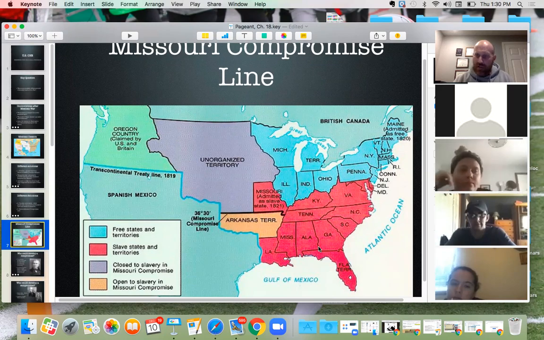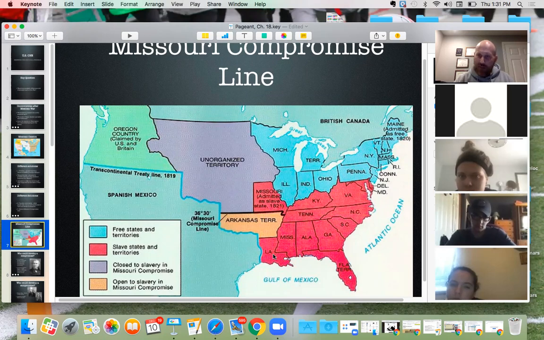So when Missouri comes in, there is a compromise passed. The compromise is, okay, Missouri can be admitted as a slave state, but from here on out, any expansion that occurs, if it's north of this line, it's a free state. If it's south of this line, it's a slave state. Okay.